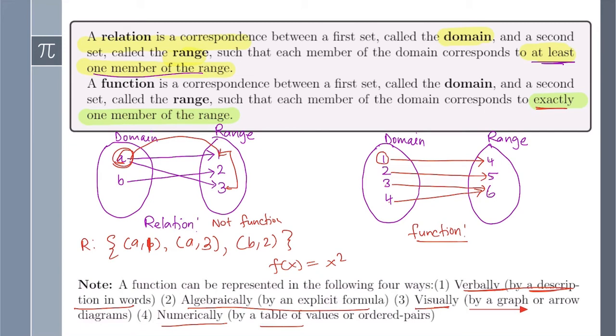So I can write this function in ordered pairs as 1 comma 4, 2 comma 5, 3 comma 6, and 4 comma 6. So that means this is representing it numerically as ordered pairs. The first number in the ordered pair represents the element in the domain, and the second number represents the element in the range. The first one is the input, and the second one is the output of the function.